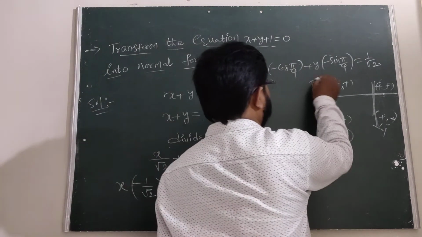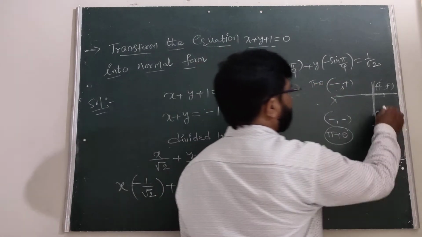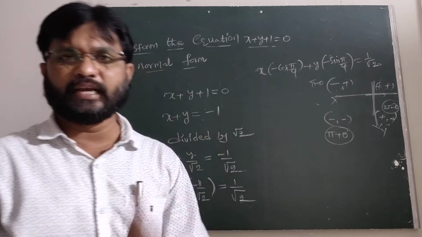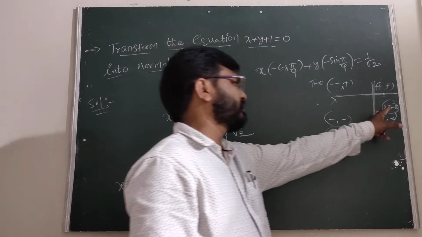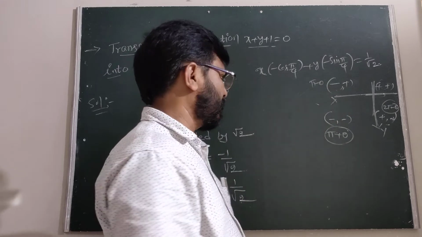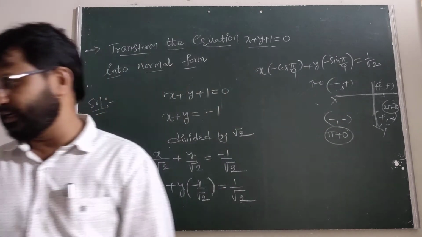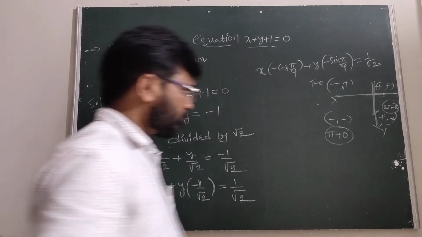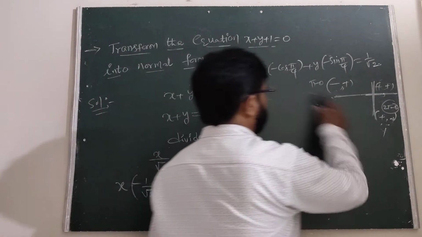Here you can write pi minus theta. Here you can write 2 pi minus theta. We can replace it by 2 pi minus theta in the fourth quadrant. In the second quadrant, pi minus theta. In the third quadrant, pi plus theta. That is our observation. When both are negative, we can take directly pi plus theta.